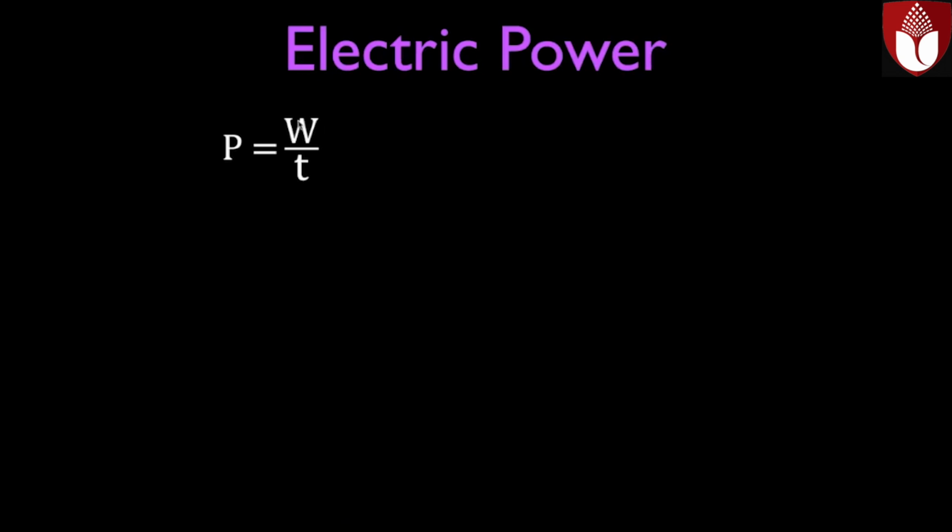It's the rate. It's how fast you do work. But for electric power, we can say that the work is equal to the charge, the amount of charge, and the potential difference through which that charge is moved. Because when we move a charge through a potential difference, we do work. We can substitute that into our equation for work. That means that the power is now equal to the charge times the voltage divided by the time.